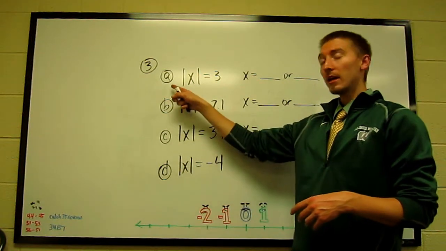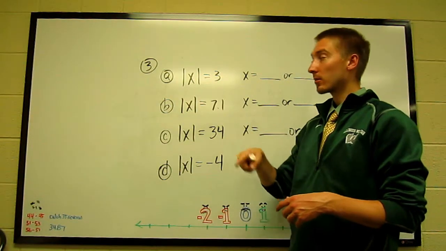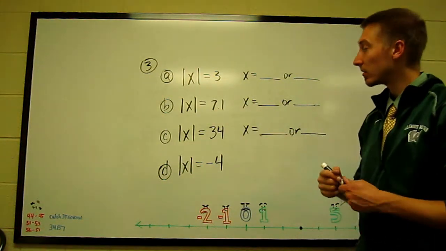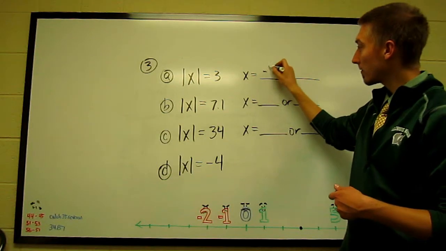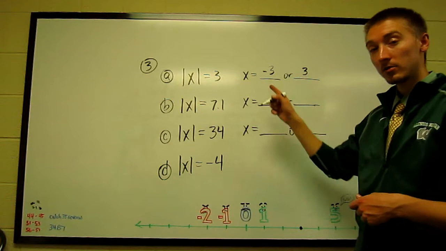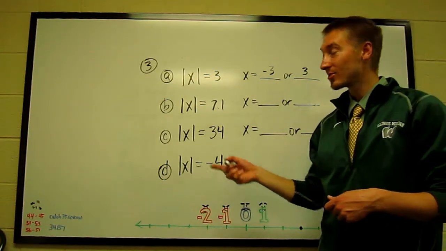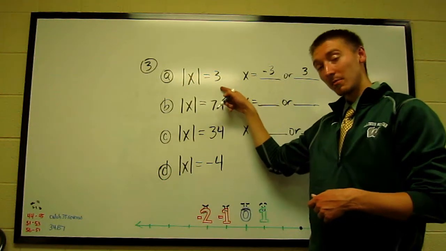Okay? If we have the absolute value of x is equal to 3, so the distance from the origin of x is going to be equal to 3. X can equal both negative 3 and positive 3. Okay, so we have two answers. And this is actually the same exact question that we just did. But this is how you'll see it in math books.